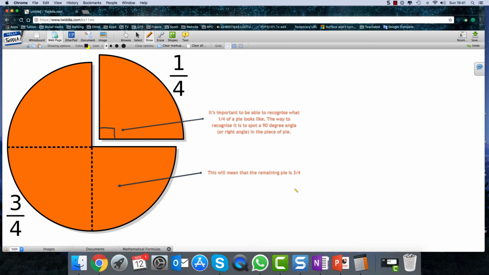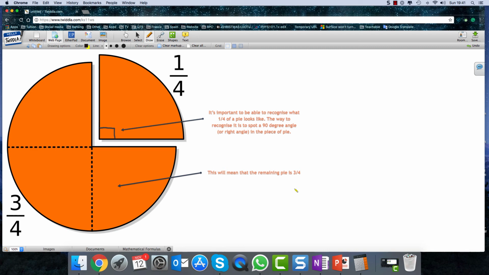Okay, so we've got this little section in the top right of the picture that is representing a quarter, which means the rest of the pie must be 3/4. Hopefully that's pretty common sense to you. Now, one way of recognizing a quarter of a pie is to try and look for that 90-degree angle that I've pointed out on the screen.